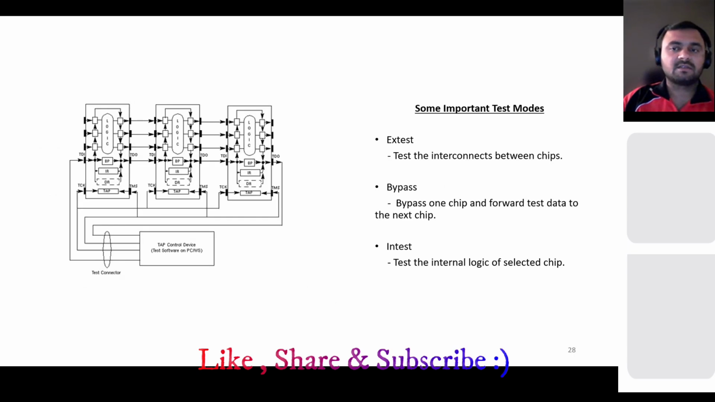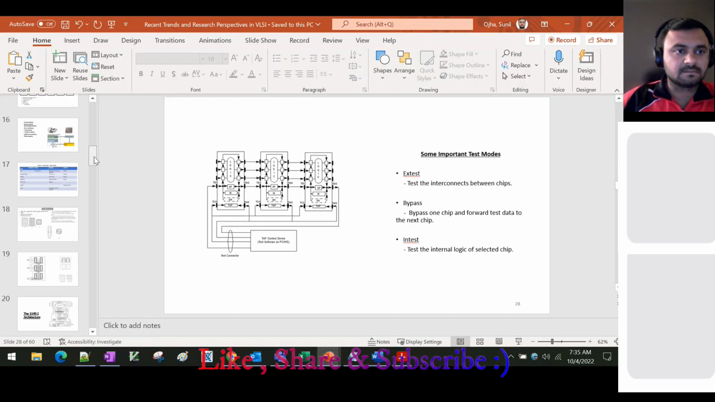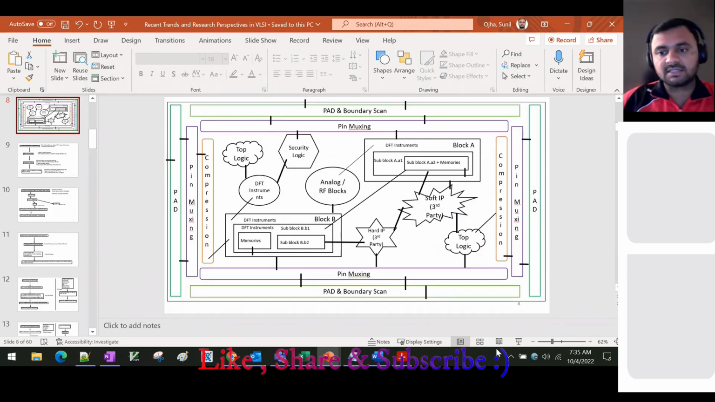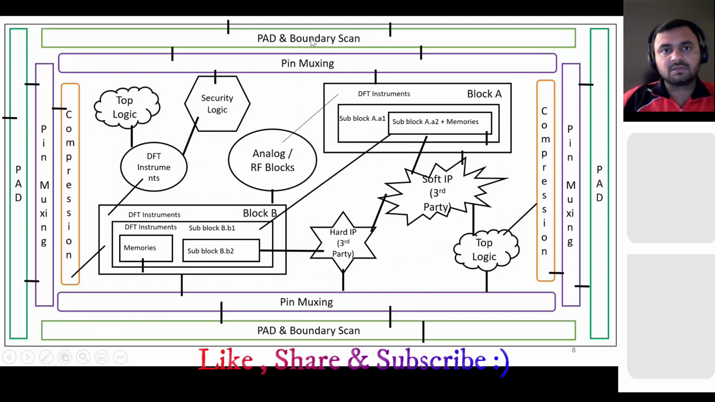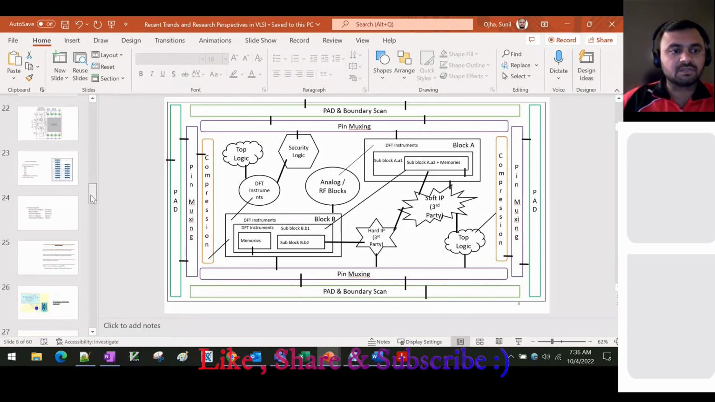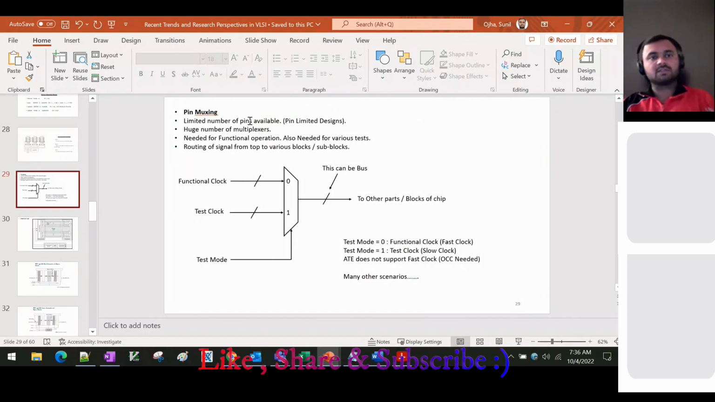Okay, so till now we have seen the pin muxing and the BST. If you remember this diagram, I would suggest always remembering this one. We discussed till now this pad and boundary scan. Now we'll go to the pin muxing, then compression, and then some of the internal logic. We have just had an overview of how this boundary scan works. Now we are coming to the pin muxing, one hierarchy down from the BST.